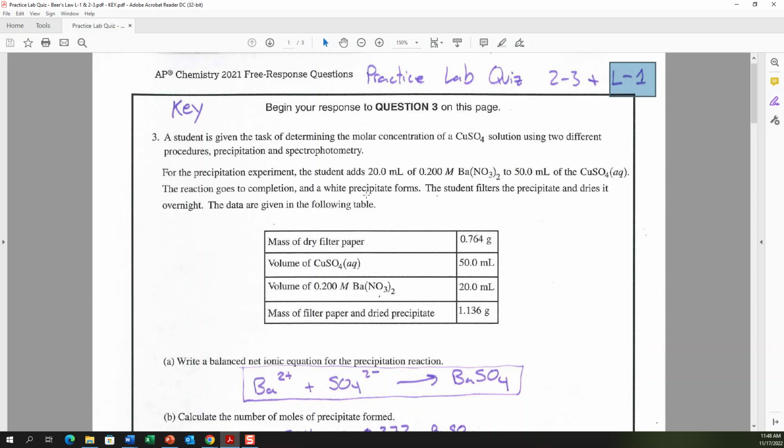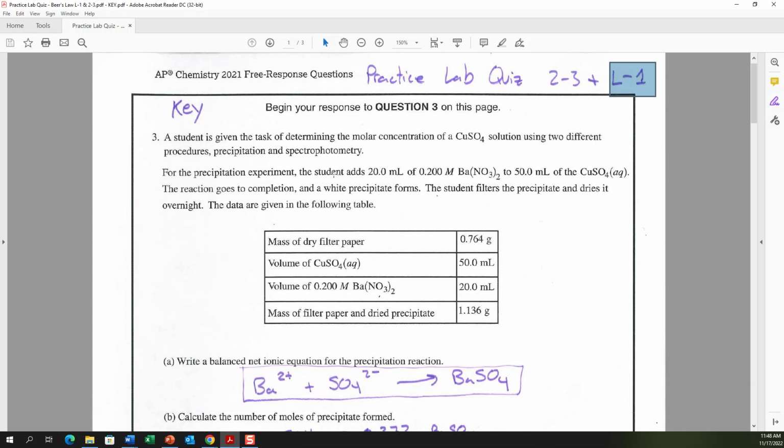So stoichiometry, net ionic equations, molarity calculation, and then Beer's Law, spectrophotometry, which is what we're going to call colorimetry, that kind of thing. So this question has it all. And so I like this question. So this question is our practice quiz, and the quiz you're actually going to take is going to be very similar to this. So hopefully if you understand this, you'll be in good shape.